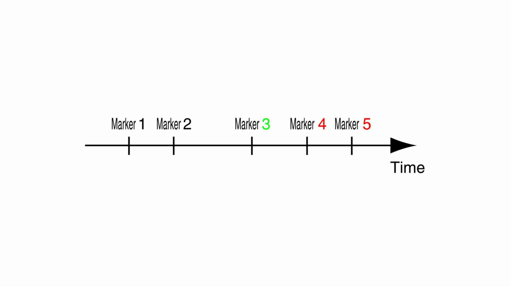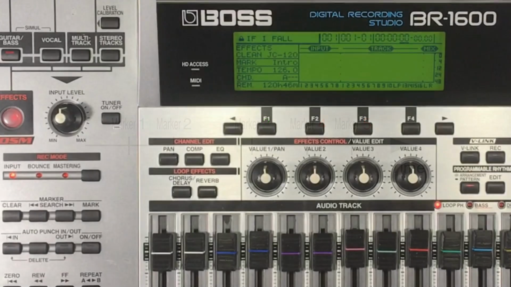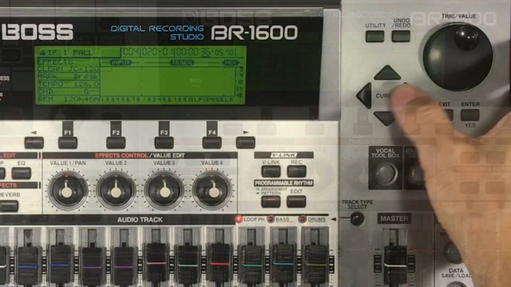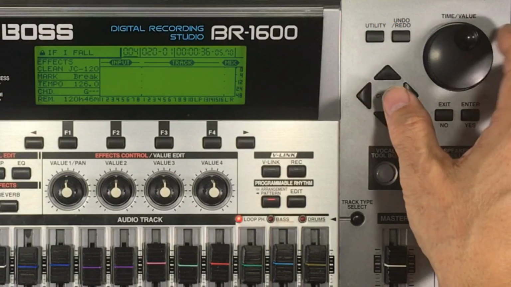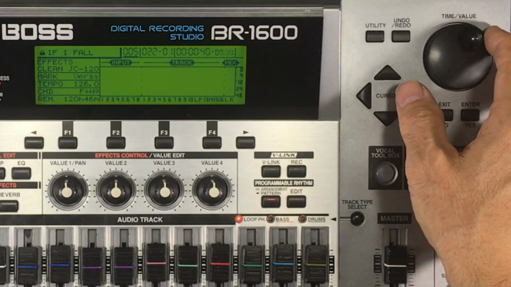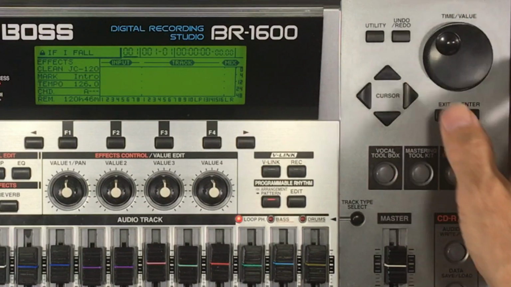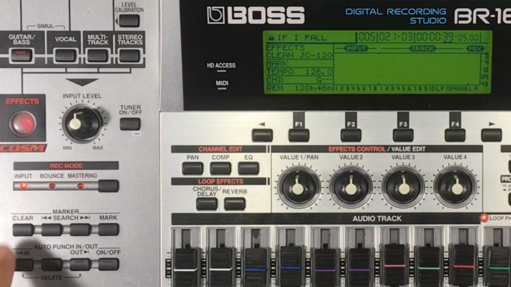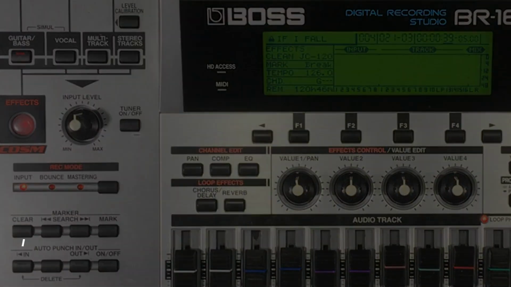It's not possible to add a new marker within 0.1 seconds of another. You can use the marker search buttons to jump to locations within a song, or highlight the marker field and use the time value wheel. A marker remains on screen until the next marker location is reached and then it's replaced. To delete the current marker shown, press the clear button. All subsequent markers will be decreased by 1 to close the gap and keep all the markers sequential.